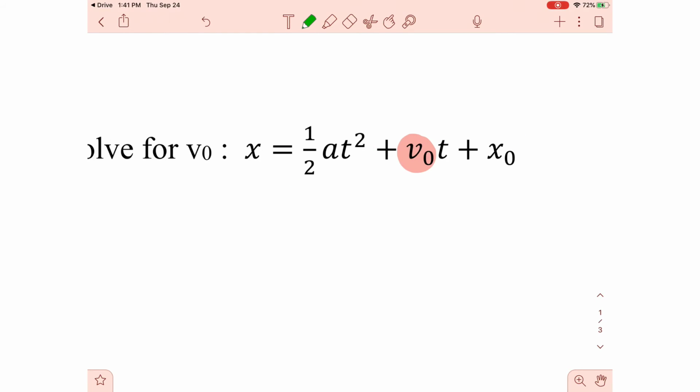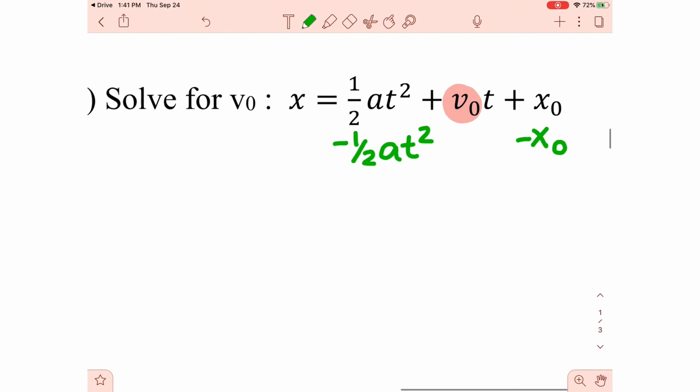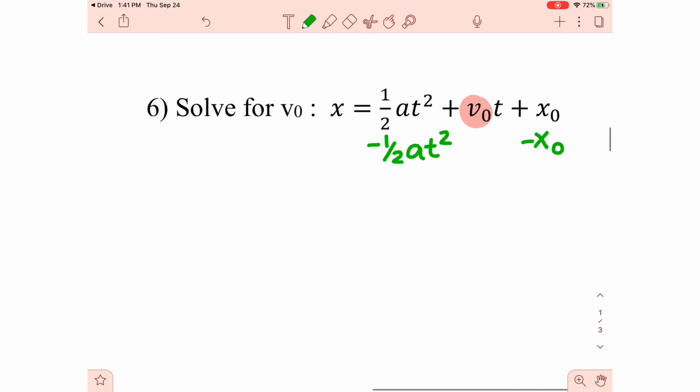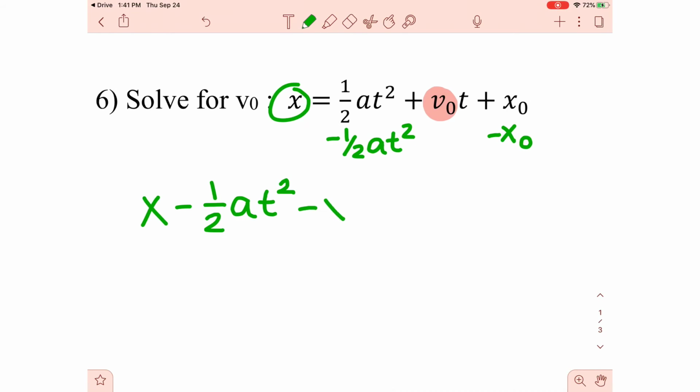So to move things to the left or to the right, I have to add or subtract. So I'm going to subtract over the 1/2 at squared. I'm also going to subtract over the x naught, the x sub 0, which will not combine with the regular x. So it's going to look like this. This original x minus 1/2 at squared minus x naught equals v naught times t.